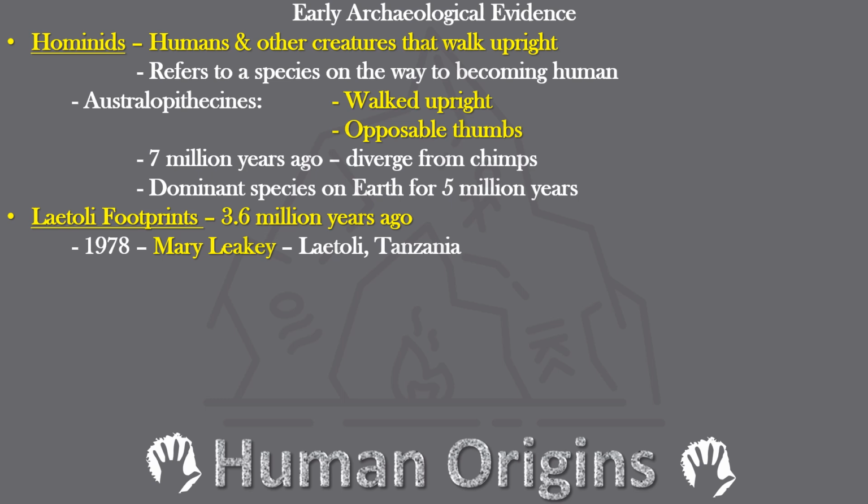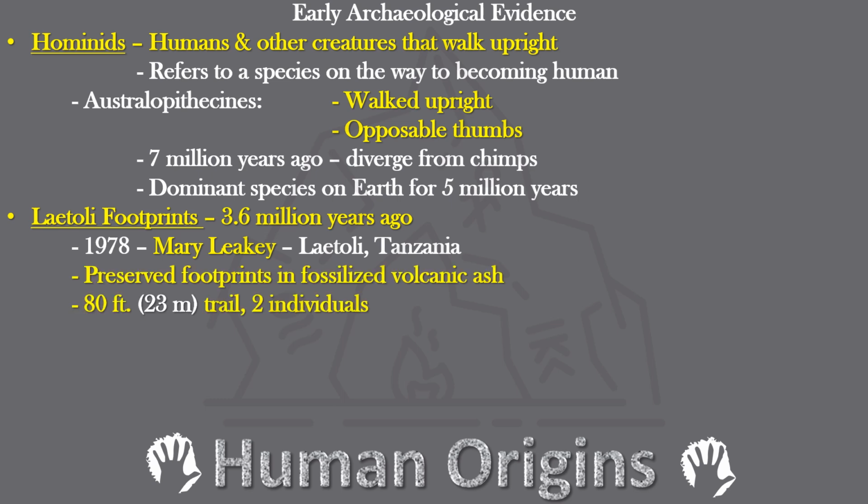This was discovered in 1978 by Mary Leakey of the famous Leakey archaeological team in Laetoli, Tanzania, which is central eastern Africa. These are two individuals who left preserved footprints in volcanic ash. 3.6 million years ago, a volcano erupts, spews ash into the air, and it falls down like snow. These two individuals walk through it and leave 80 feet of footprints in the ash. The ash then hardens into stone that's covered by dirt. It's preserved, and then it's discovered here.